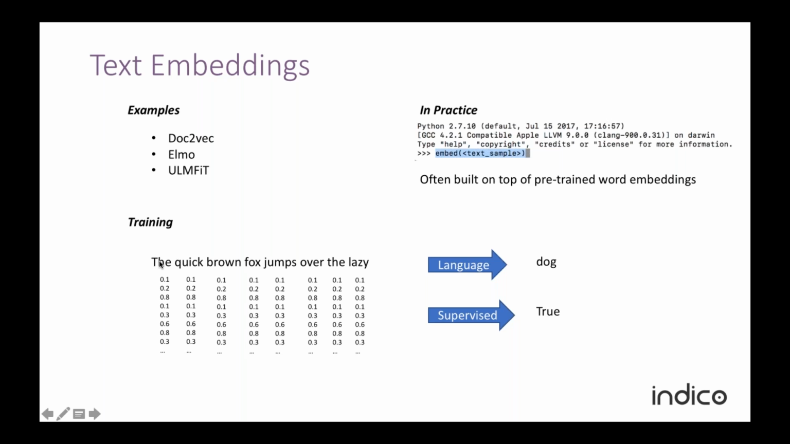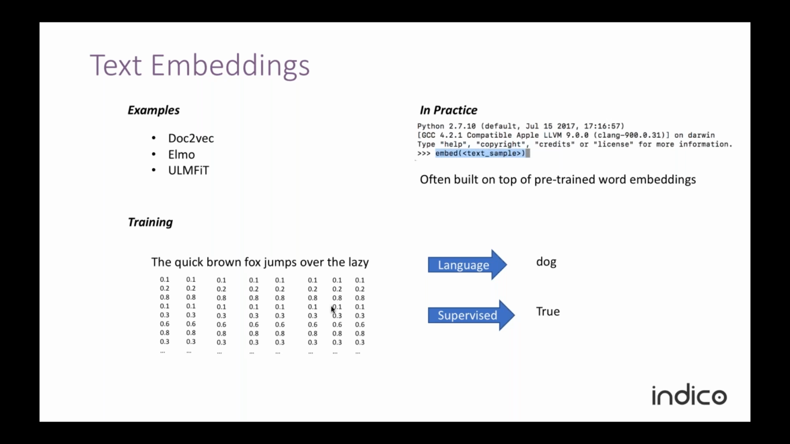If we have something, say, "the quick brown fox jumps over the lazy," for this example, assume that we've already got word embeddings computed for each of these. The two most common modes of training are either as a language model, where we're trying to predict that the next word is "dog," or as a supervised model, where we just have some true-false type target, and we're trying to change our word embeddings to map to that really well.